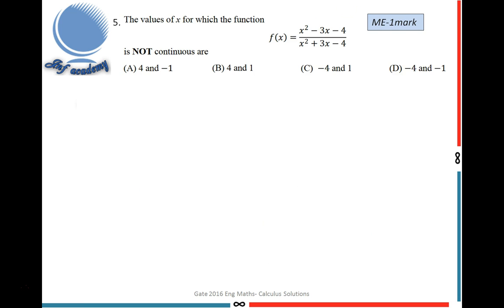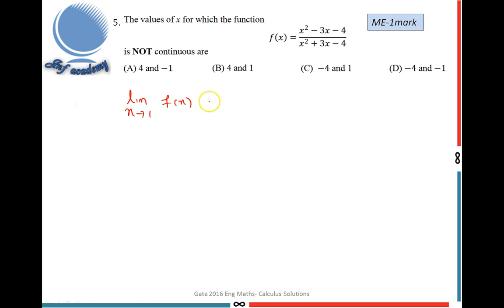Next, fifth problem. The values of x for which the function f of x is not continuous are? First, I check whether the function f of x is continuous at x equal to 1, 4 and minus 1. This question is from the mechanical department. It has 1 mark. First, I check at x equal to 1.